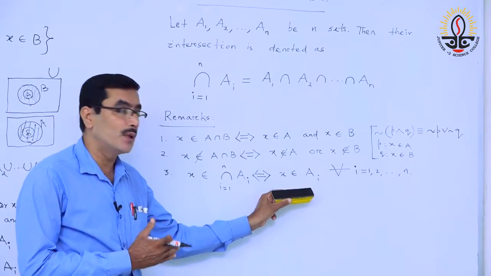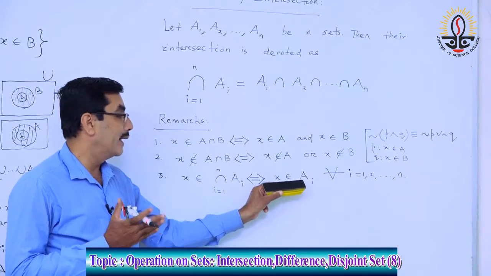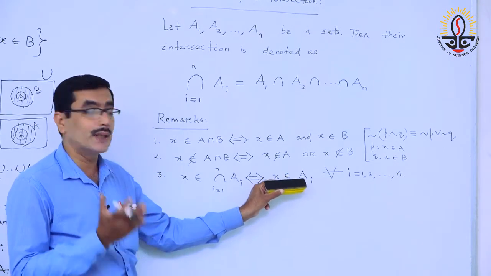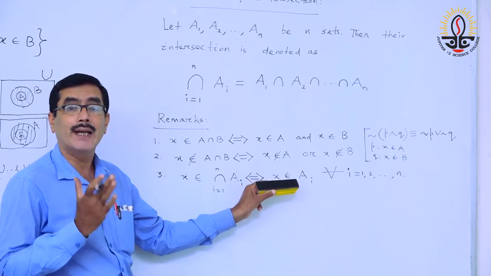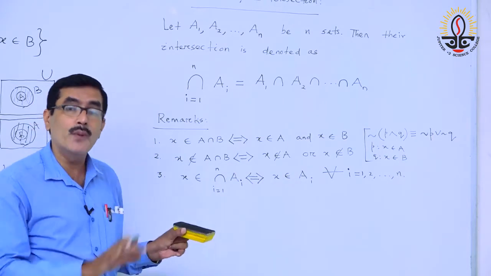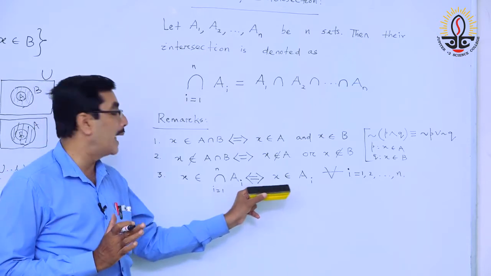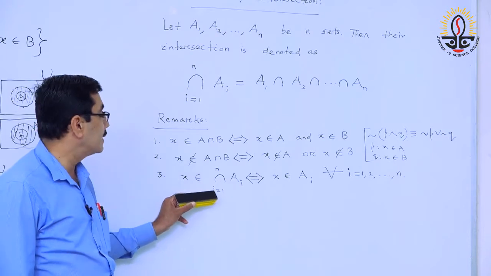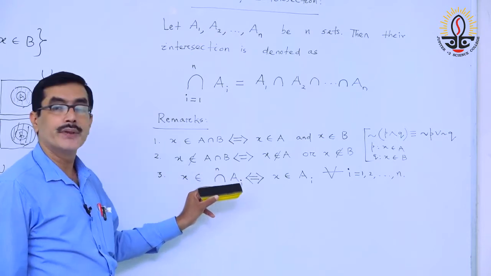If x belongs to Ai, then x must belong to A1, x must belong to A2, x must belong to A3, and in this way x must belong to An also. If your x is in all the Ai, then we say x belongs to intersection over i equal to 1 to n of Ai. Clear?